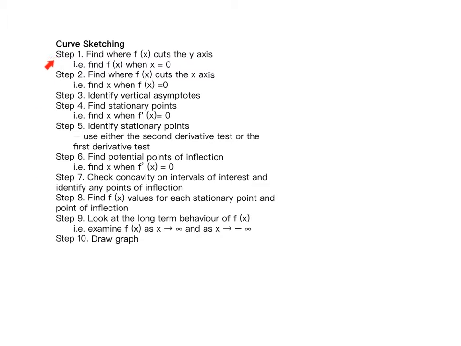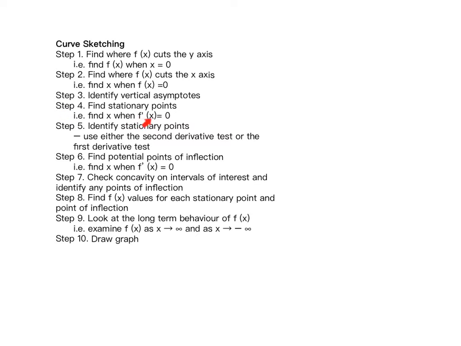So first of all, you identify the y-intercept, so where the function cuts the y-axis. Second of all, where the function cuts the x-axis if possible. Third of all, vertical asymptotes. We're not going to do that here, but I've just left that in there. So we're going to go straight to the stationary points.